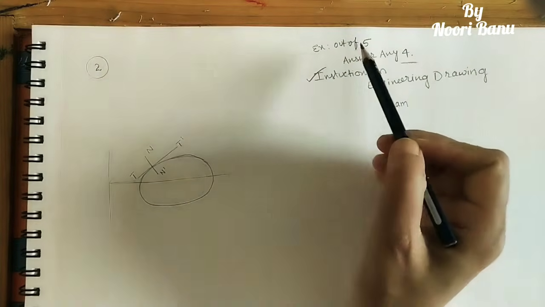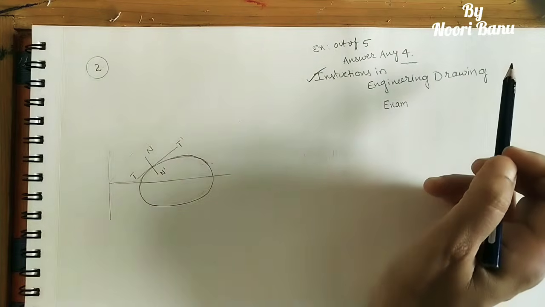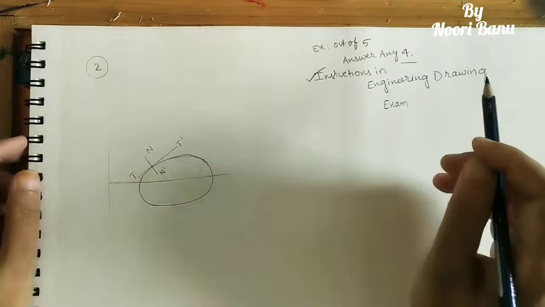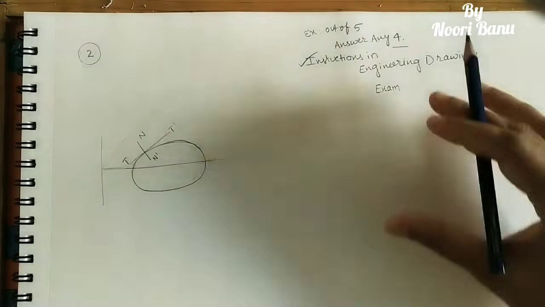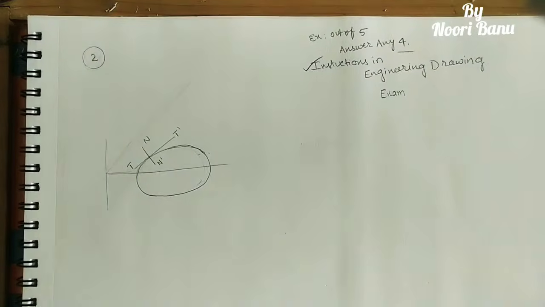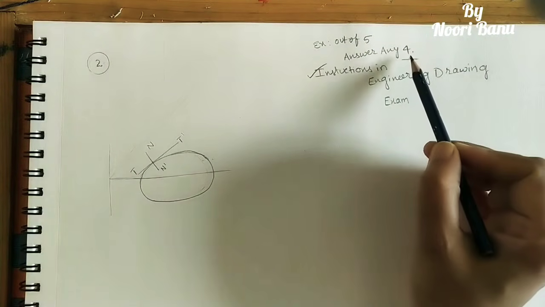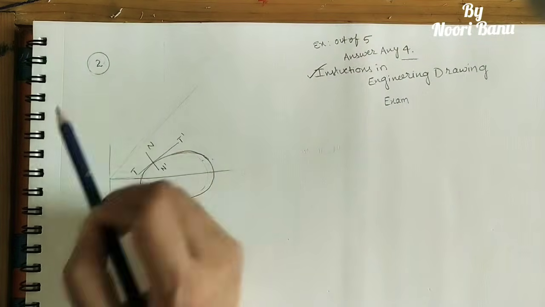For example, in the given question paper, out of 5 questions you have to answer any 4. They will give the sheet also. So these 4 questions we have to do in the given sheet. Here one diagram, here one diagram, here one, here one. So first we have to decide which of the 4 problems we can do first. Let us take, for example, the second question.